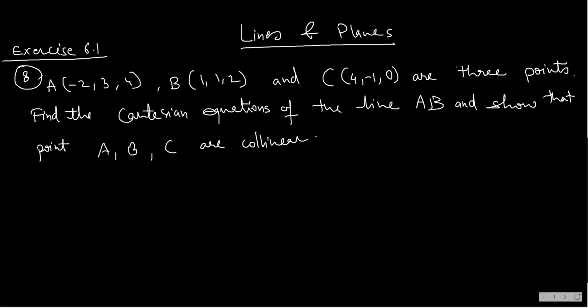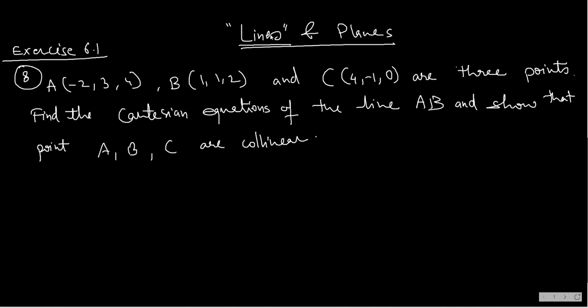Question number 8 from exercise 6.1. The chapter is lines and planes, and right now we are working on lines. The question is: A is (-2, 3, 4), B is (1, 1, 2), and C is (4, -1, 0) are 3 points. Find the Cartesian equations of the line AB.